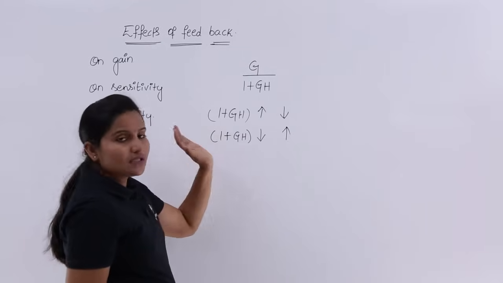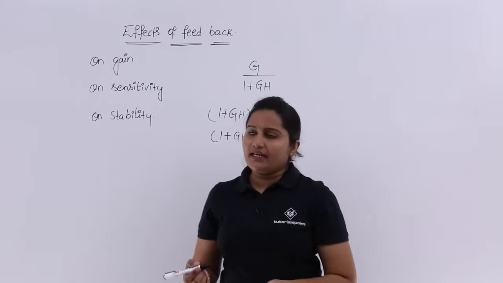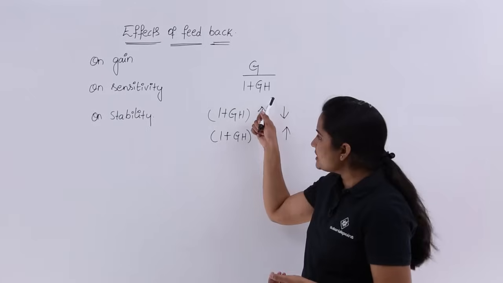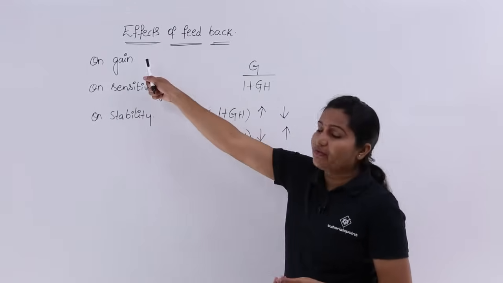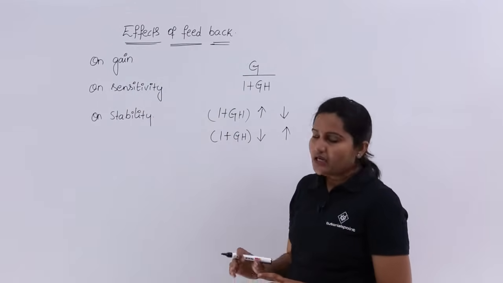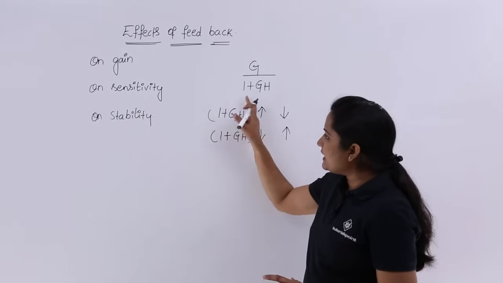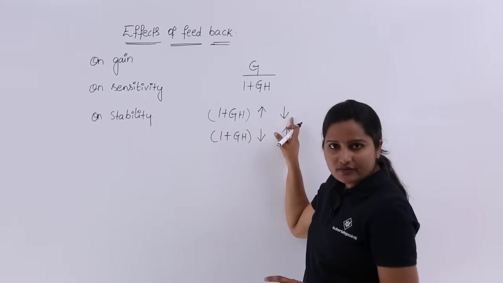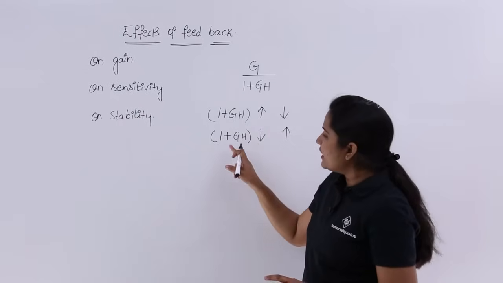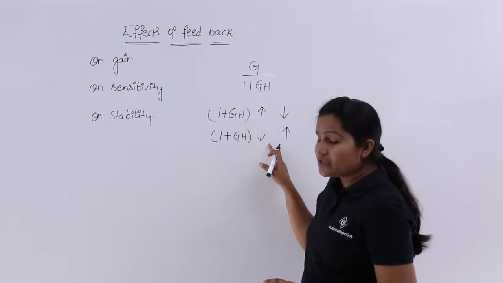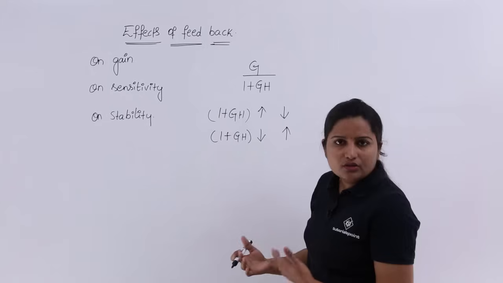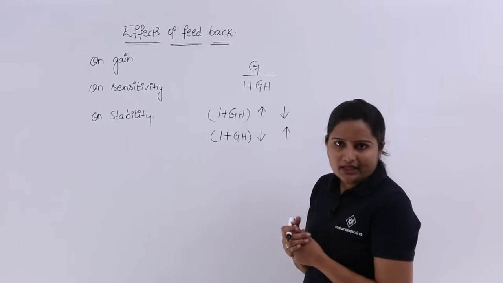So, like this the feedback is going to affect the overall gain of the system. If the feedback path gain is increased, then the total gain of the system is going to decrease. If the feedback gain is decreased, then your overall gain is going to increase.